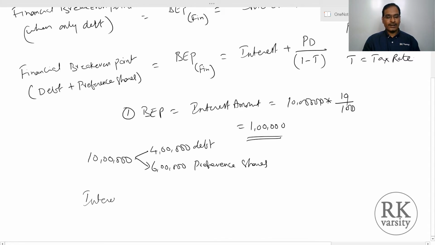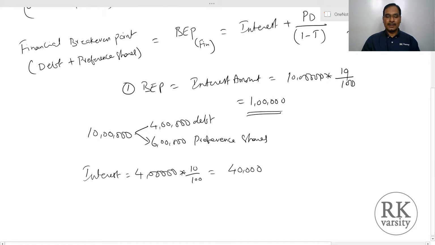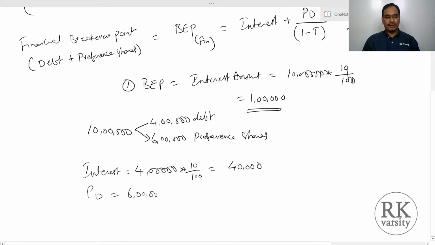So your interest is 4 lakhs times 10%. So this equals to 40,000. And preference dividend is 12%, 6 lakhs times 12 by 100. So 72,000. And we substitute this in our equation.